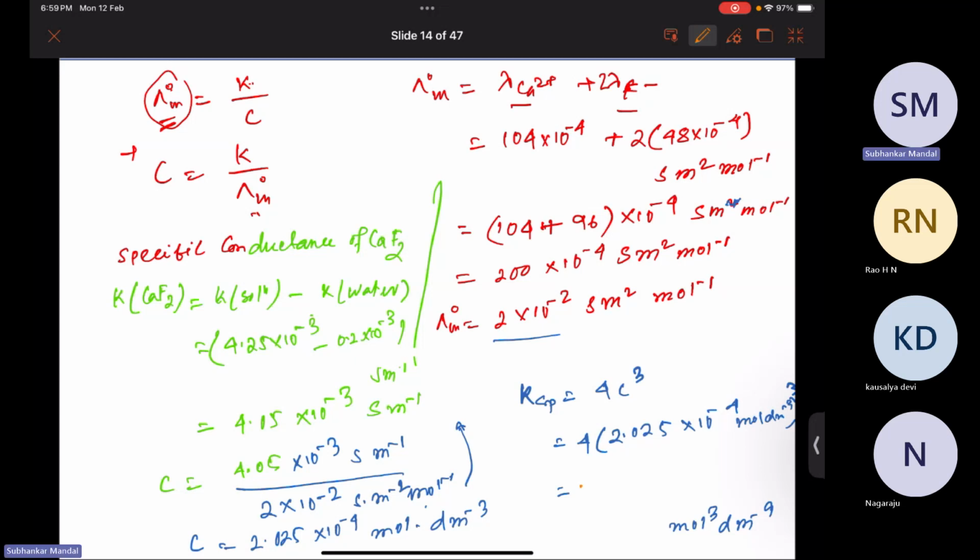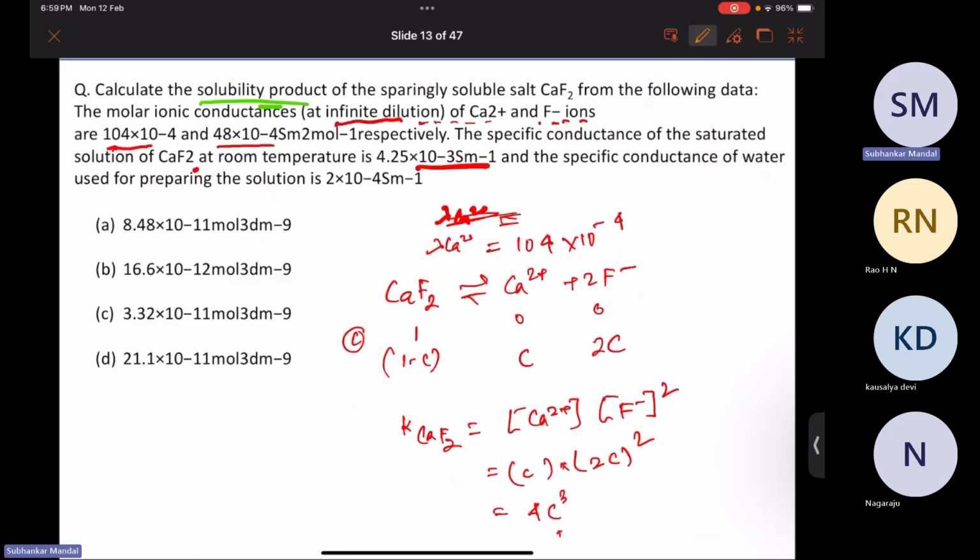It will be 3.32 into 10 to the minus 11. Okay, so this is the answer. So if you see here, this is the C, answer C.